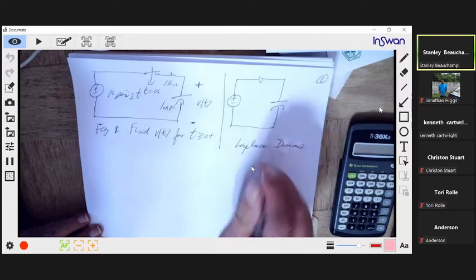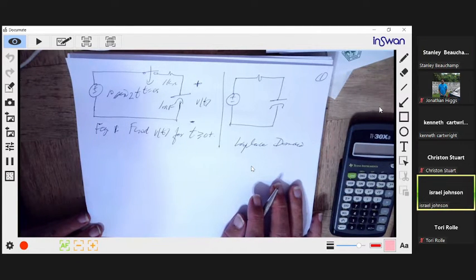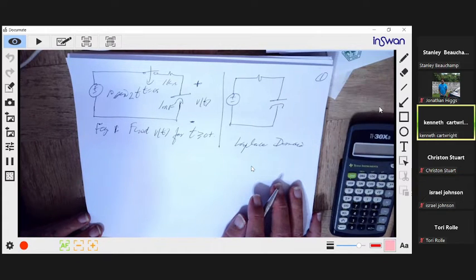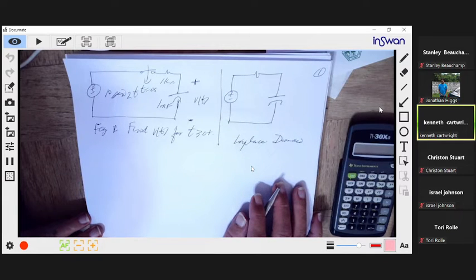Do you just put the voltage over S or no? Would it be 10 sine 2t over S? Yeah, just put everything over S. Yeah, is that what I taught you? Did I teach you that? No, I did not teach you that.